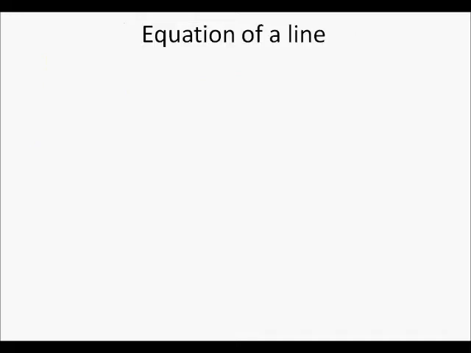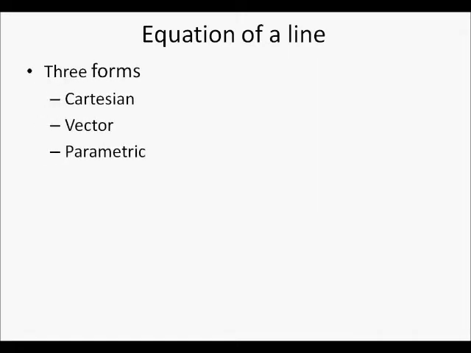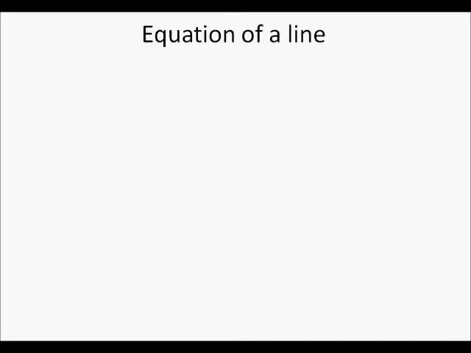Equation of a line. Okay, there are three forms of equation of a line: Cartesian, vector, and parametric. Let's first start with the vector form of the equation of a line.